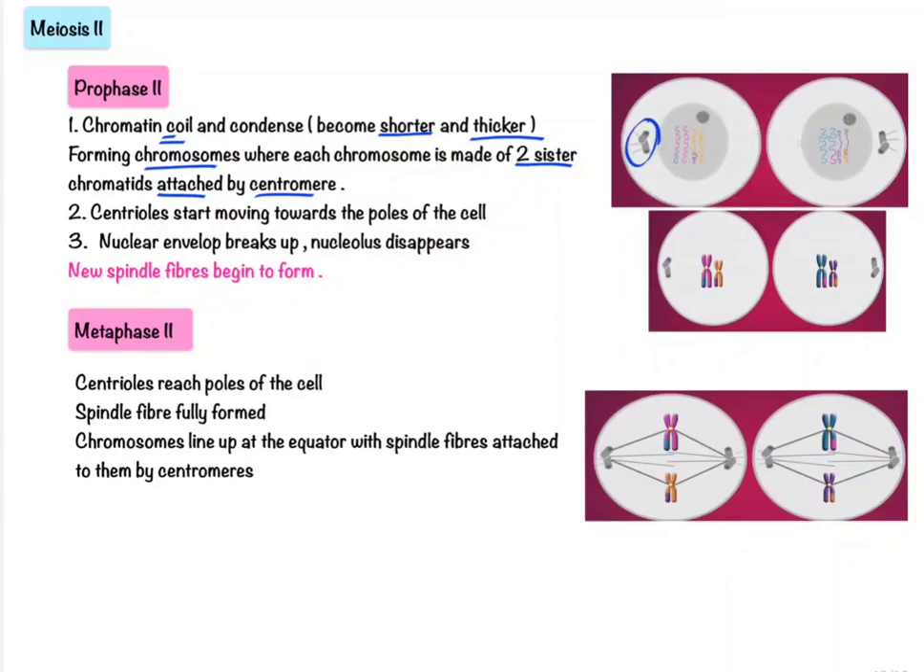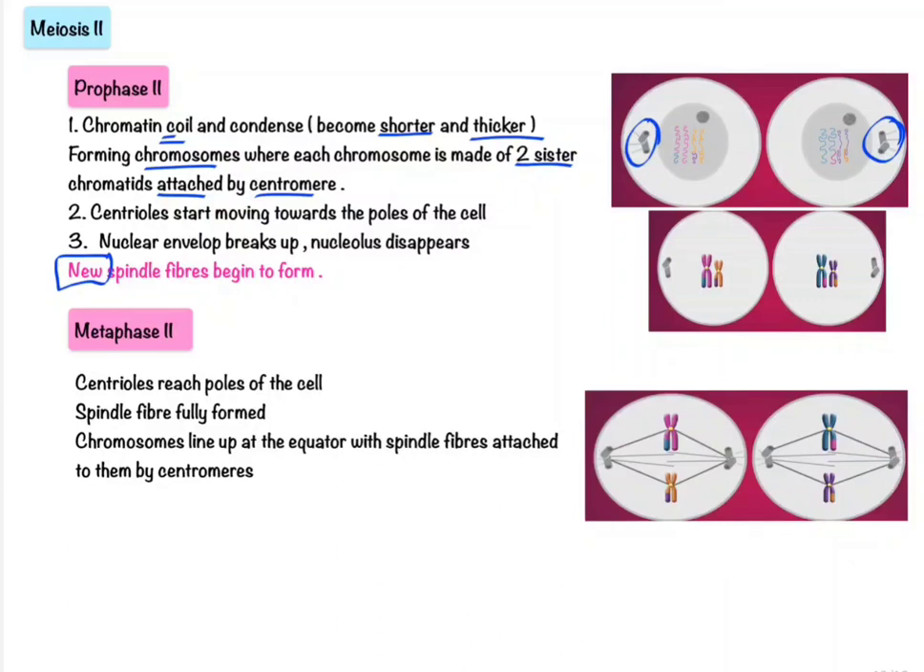This one is right there and this one is there, okay? The centrioles start moving towards the poles of the cells, and the nuclear envelope breaks up, the nucleolus disappears, and new spindle fibers begin to form. Now they're new, like they weren't old, they're now formed, totally new, okay? Because the other ones were broken down in meiosis I.